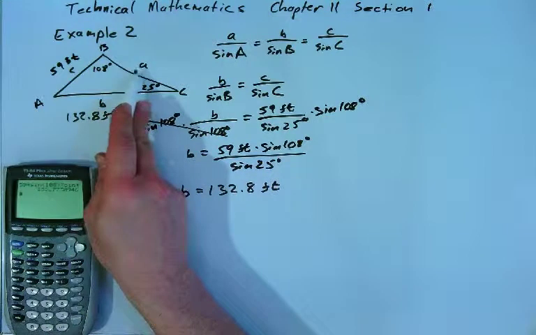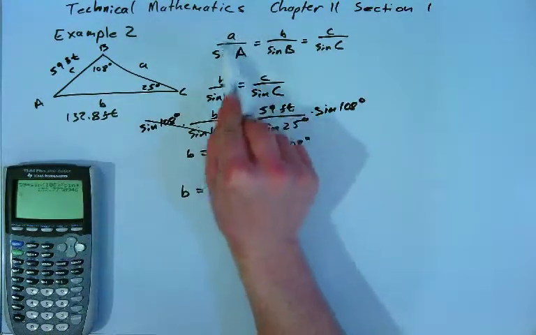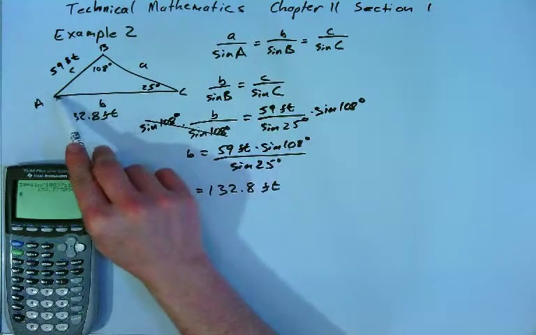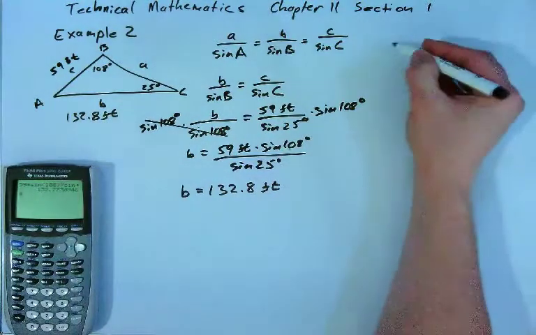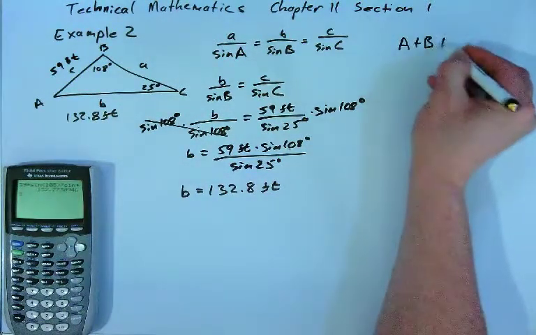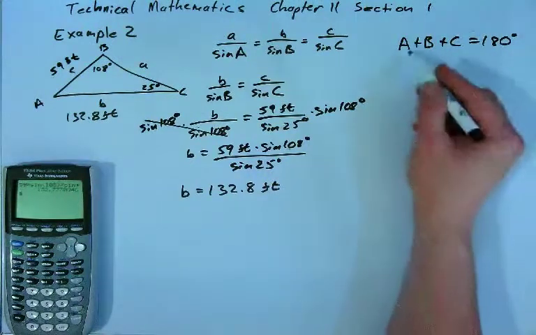Now the other pieces of information that we don't know yet are A. We don't know angle A or side A. And so we can't use the law of sines yet because we don't know A or sine A. But we can figure out angle A because all three angles have to add up to 180. And so A plus B plus C must add up to 180. That's true for any triangle.